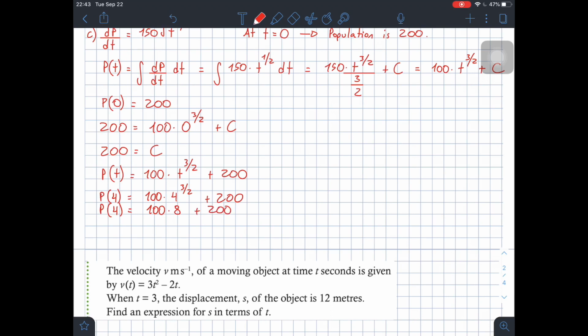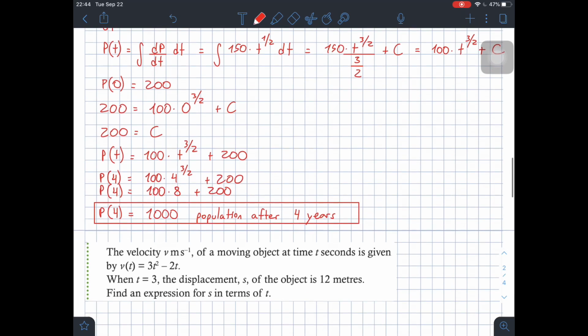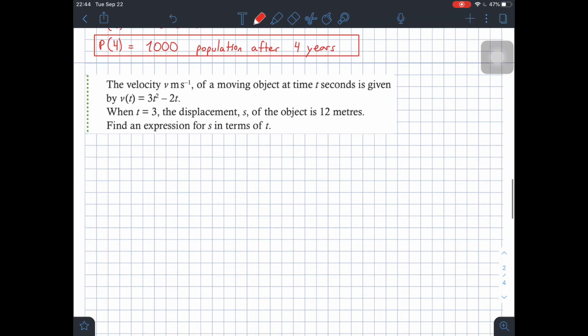So finally, the population after 4 years would be equal to 800 plus 200, that's 1,000. So 1,000 fish would be the population after 4 years. And this is the answer for this problem, okay? I hope this is being clear for you. Let's see this last example, and then we're done.